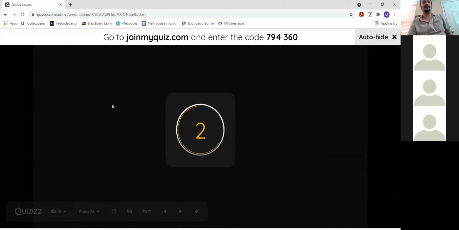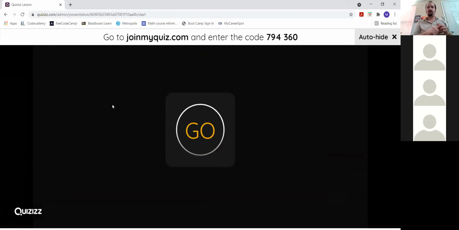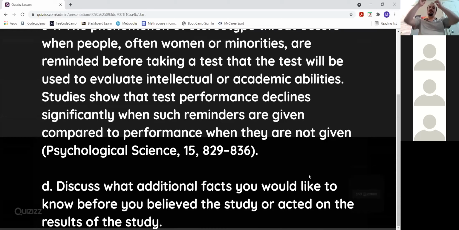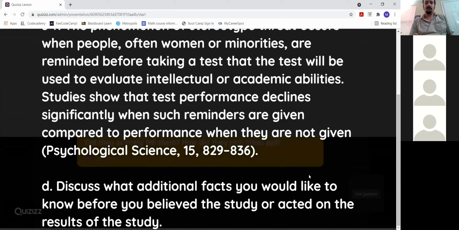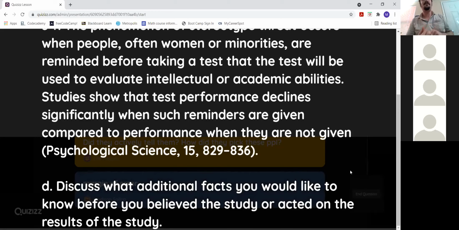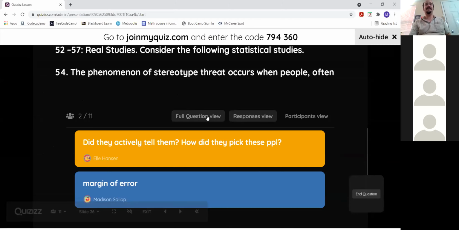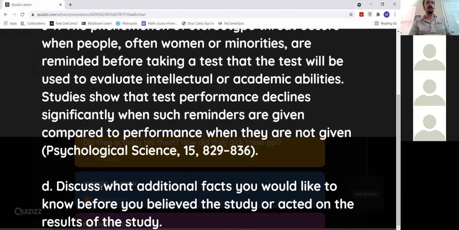And I think we're almost done. Is this the one that says, what more do you need to know? What additional facts would you need to know before you believe the study or acted on the results of the study? Did they actively tell them? You might want to know how they pick these people. How are you getting your sample? Is there sample bias in there? What's the margin of error? These are all things that we would want to know.